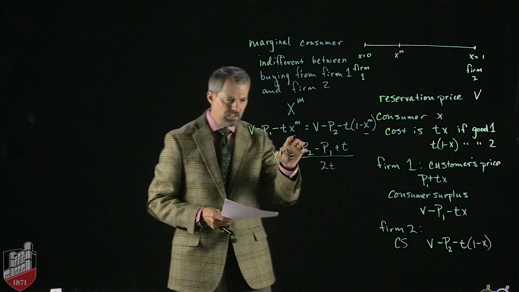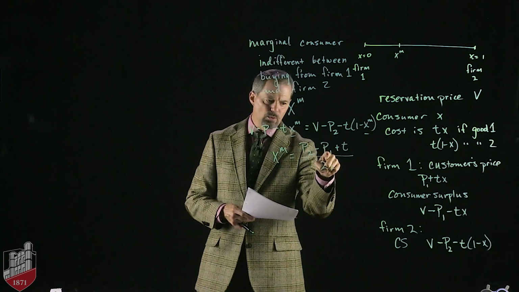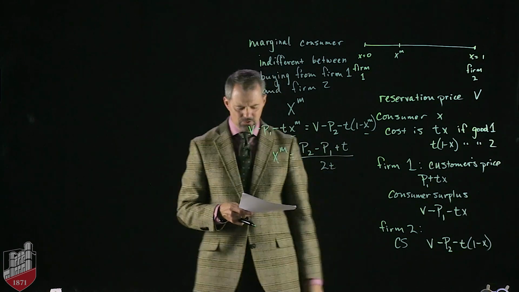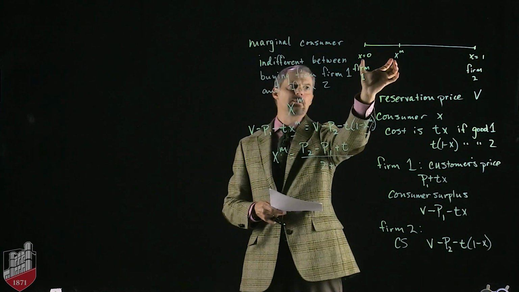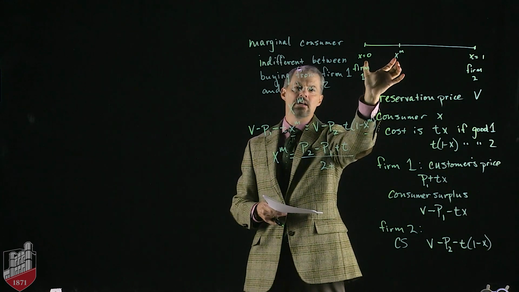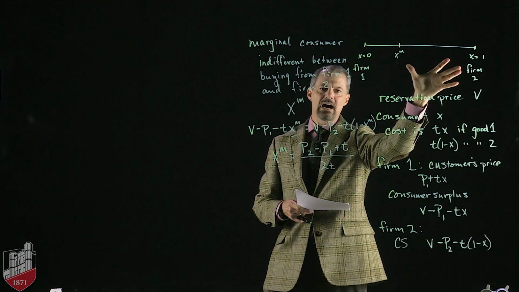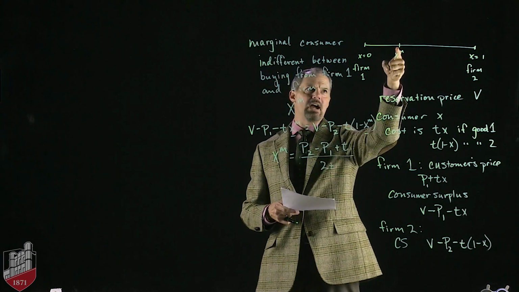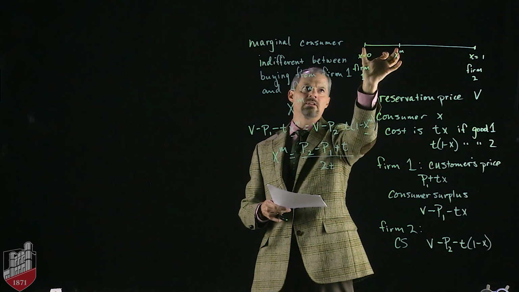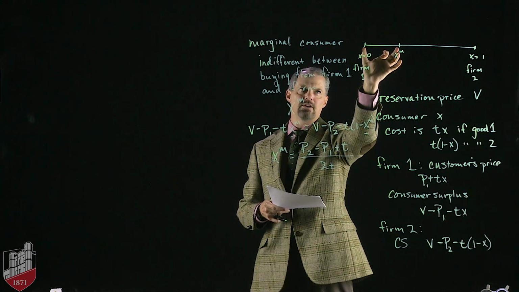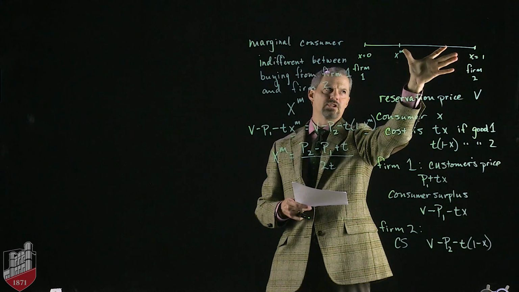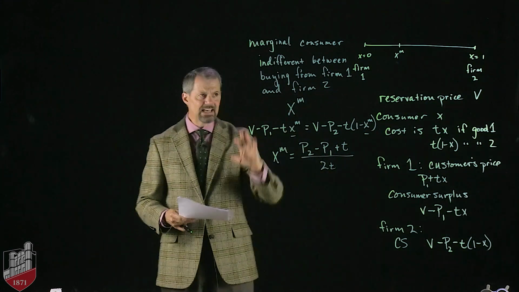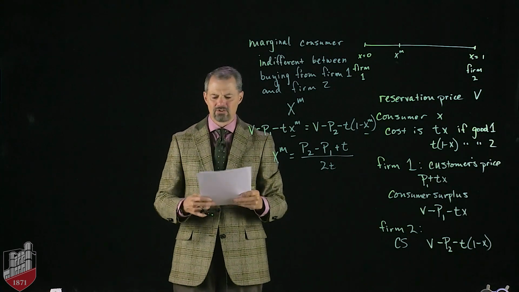This tells us, given firm 1's price and firm 2's price and the magnitude of the travel cost, the percentage of customers that buy from firm 1 and the percentage of customers that buy from firm 2. So if we plugged things in, and XM ended up being right here, then this portion of the consumers in the market are going to be buying from firm 1, and this portion are going to be buying from firm 2. XM is just a fraction of consumers.